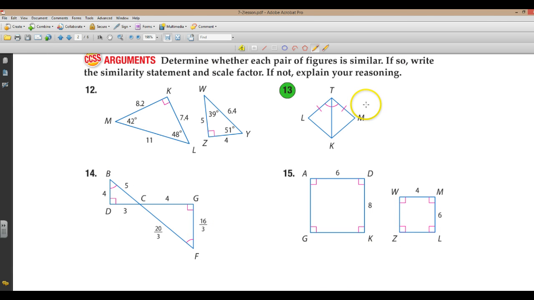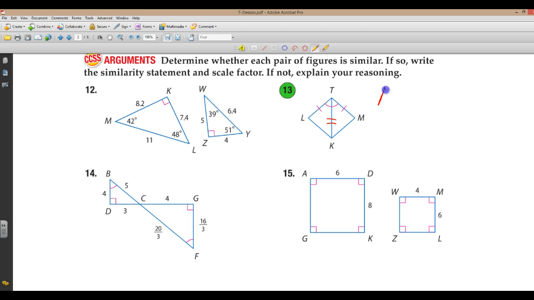For number 13, we want to determine whether each pair of figures is similar. If so, write the similarity statement and scale factor. If not, explain. So for number 13, we have two triangles, and these two triangles are congruent by side, angle, side. Since we have a side here, an angle here, and the reflexive side would be marked.